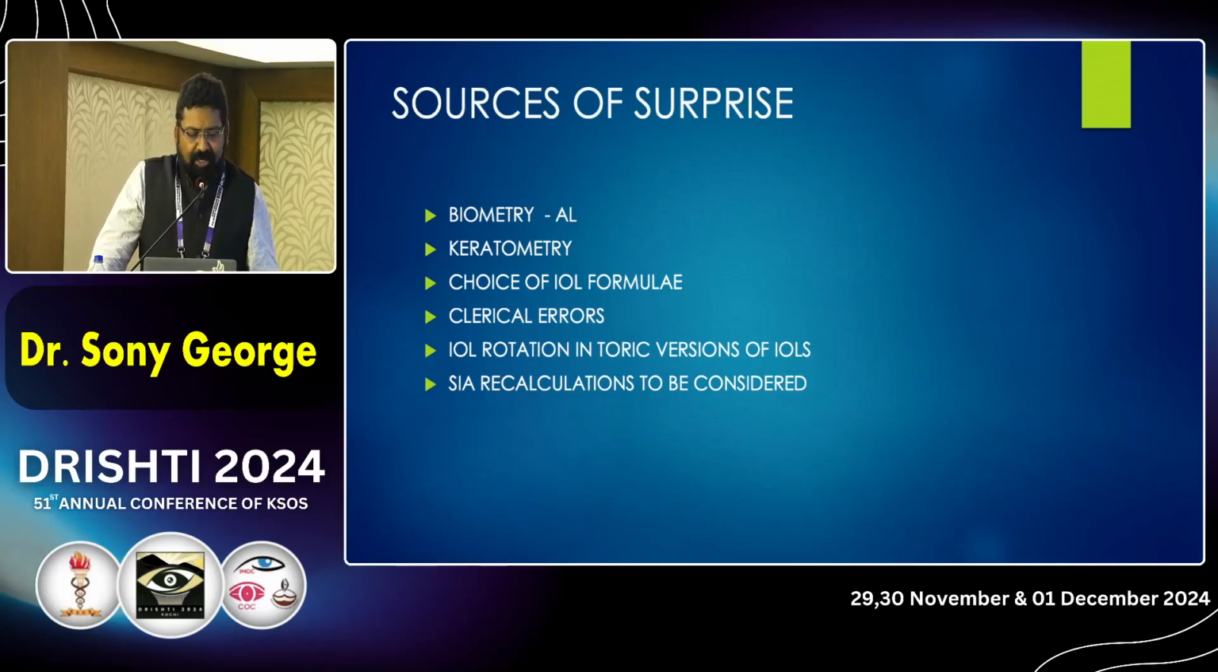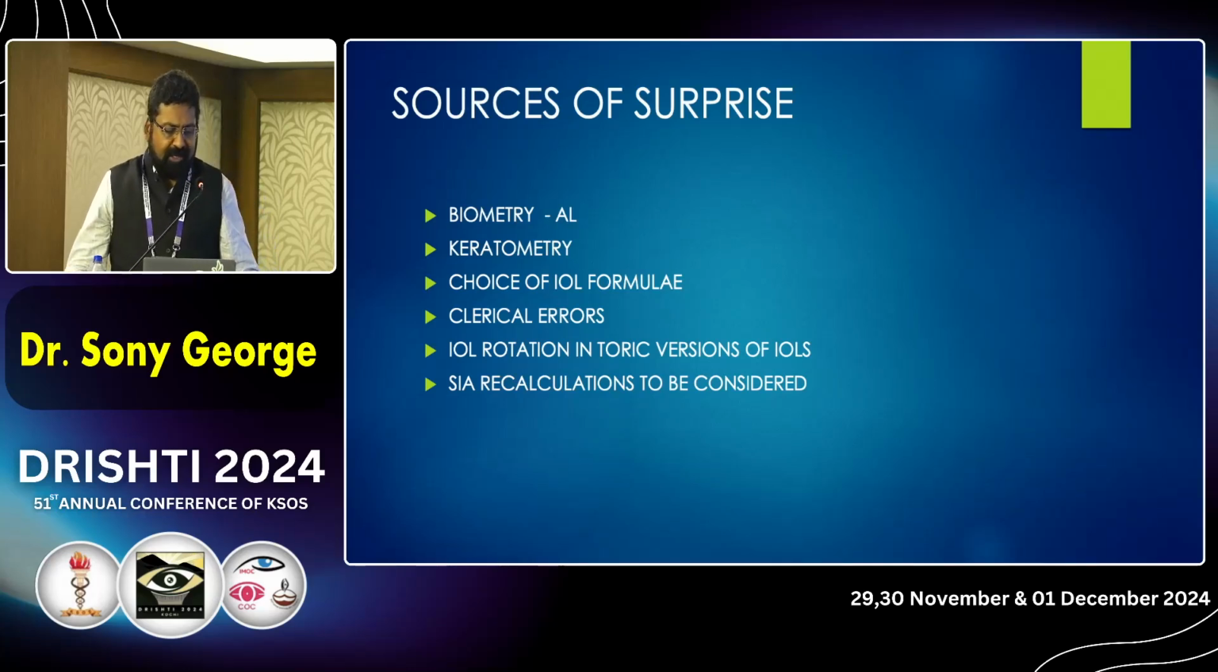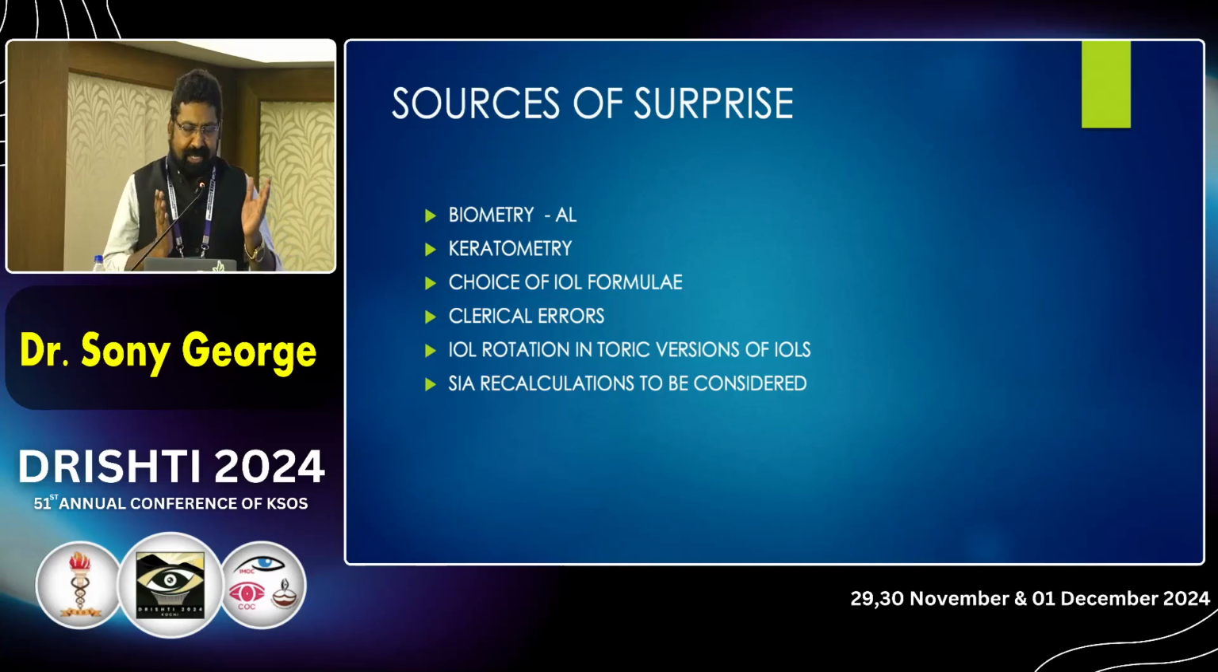keratometry. Each diopter of difference can give you 0.9 diopters of IOL error. The choice of the formulae is very important. Then clerical errors. By clerical errors, I mean when the optometrist takes the keratometry value and feeds it to the biometer, a single digit can make such a huge difference. And then IOL rotation in the toric versions of IOLs, and surgically induced astigmatism.